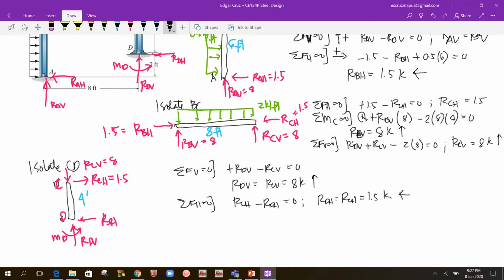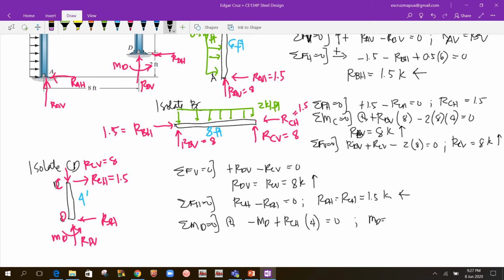Then lastly, if I sum up moments, say moment at D, and let's say clockwise is positive, I'll have negative MD, because I assumed it counterclockwise. The reactions at D will disappear, and likewise the vertical RCV. So I will only have RCH, which would be positive clockwise. RCH times the moment arm of 4 equal to 0. So from there, I could solve for MD.